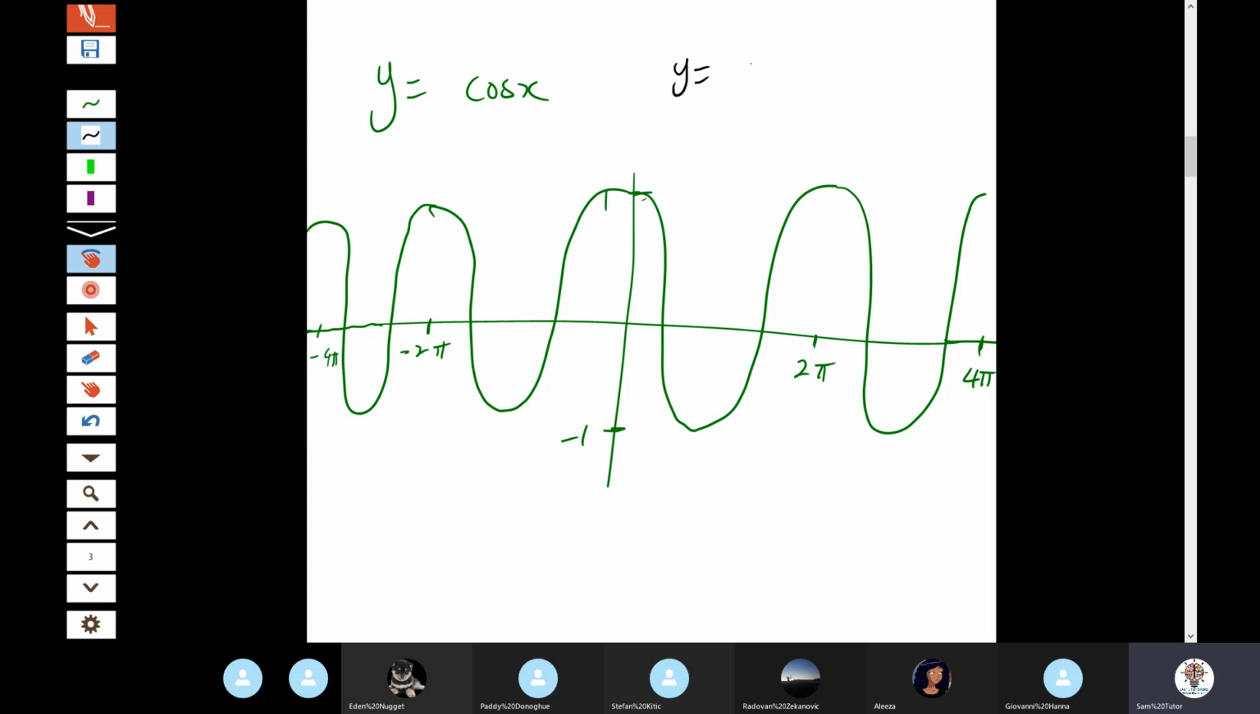If I wanted to now draw 1 over cos x, which is the same as sec x, what I do is I first look at my asymptotes. Where do my asymptotes occur? They'll occur whenever I'm about to have 1 over 0, something undefined. Where do zeros occur? Zeros occur here, here, here. I think we get the idea. So I'm going to go and draw asymptotes now. So asymptote, asymptote, asymptote.